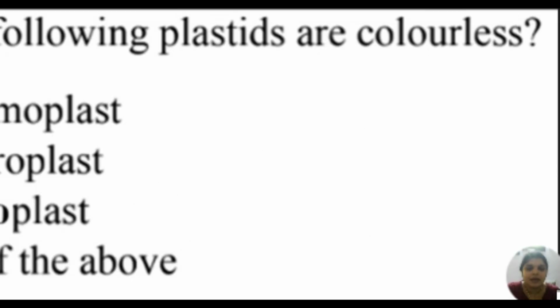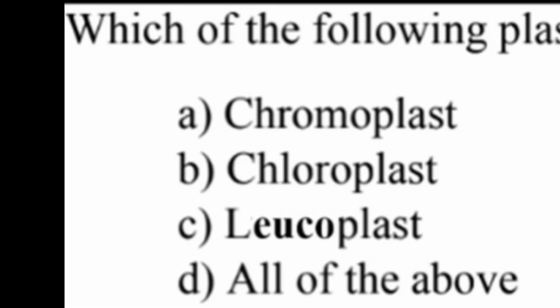And this is from the lessons on plant tissues, and it has cell organelles, and there's a mention of cell division too. Following plastids are colorless. The options are A. Chromoplast, B. Chloroplast, C. Leucoplast, and D. All of the above. So the plastids that are colorless: first option, chromo means color will be there. Chloro also, color will be there. Leucoplast is the answer because they have no color, they are colorless.